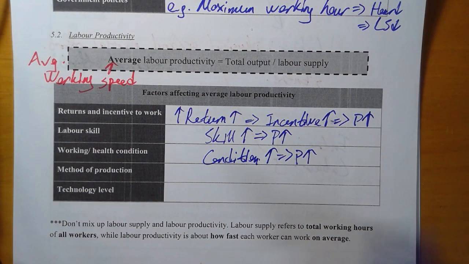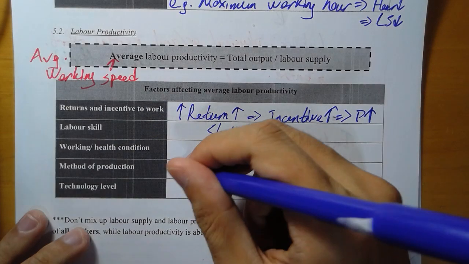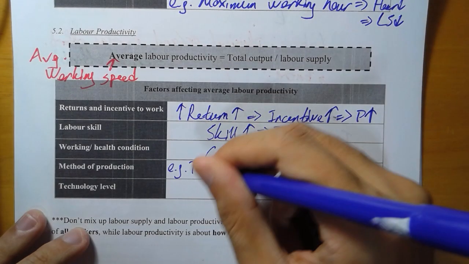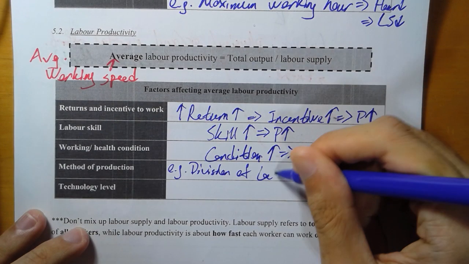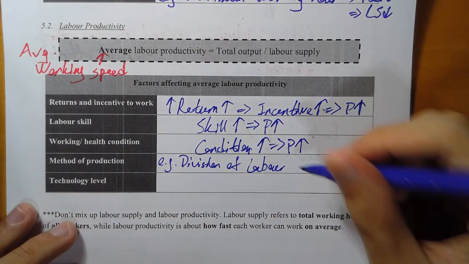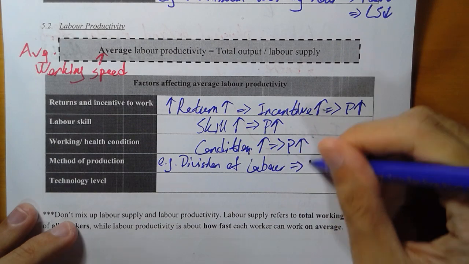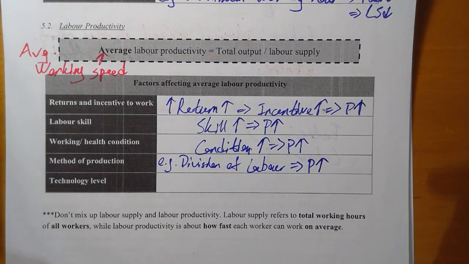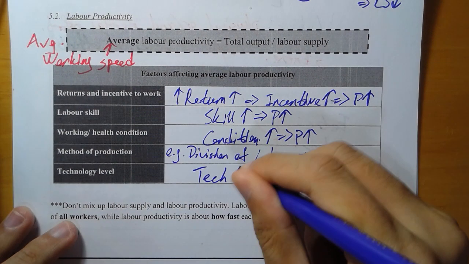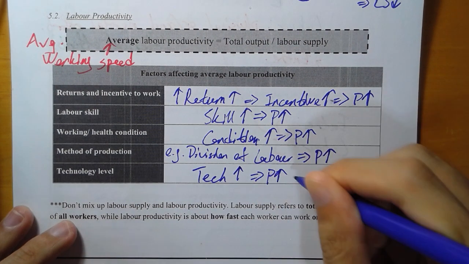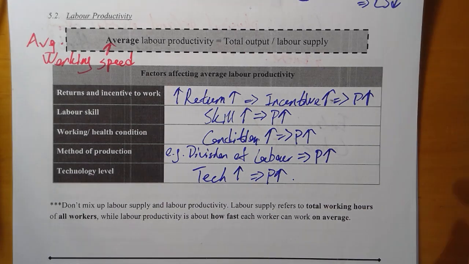Now, method of production, I give you some examples. For example, division of labor. We rely on division of labor or specialization, then productivity would increase. Something like that. Technology too: when technology gets better, productivity goes up. Now here, there is one thing I need to talk about.